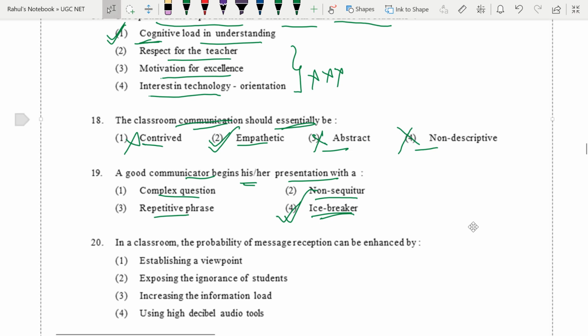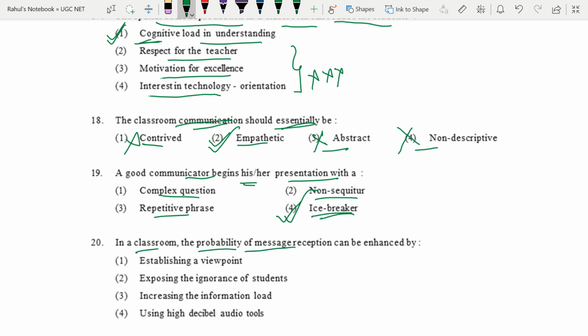The next question is question number 20. In a classroom, the probability of message reception can be enhanced by. How can you enhance the message reception? By establishing a viewpoint, by exposing the ignorance of students, by increasing the information load, or by using high decibel audio tools. So basically, by establishing a viewpoint, you can enhance the message reception. Establishing a viewpoint is the most correct answer.